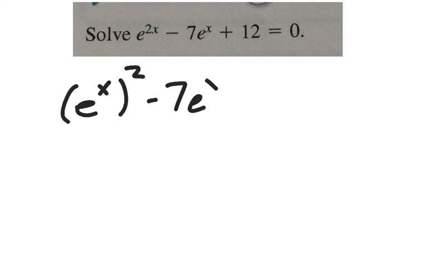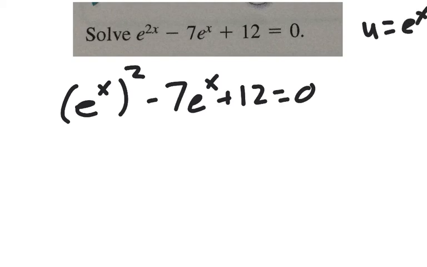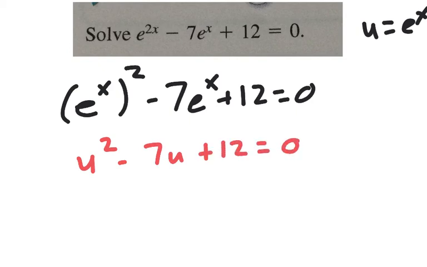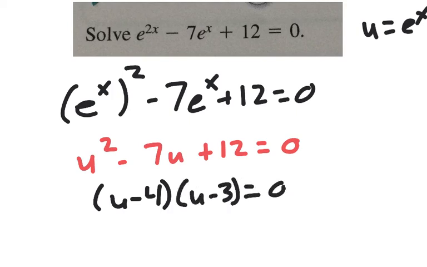Okay, so same idea. We're going to rewrite this as e to the x squared minus 7 times e to the x plus 12 equals 0. Perform a u substitution and then substitute it in. So I get u squared minus 7u plus 12 equals 0. That factors to be u minus 4 times u minus 3. So I get u equals 4, u equals 3.